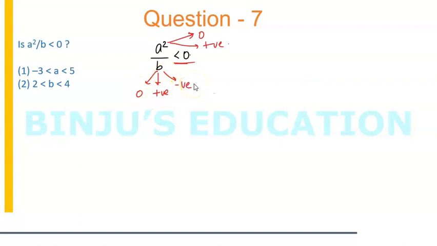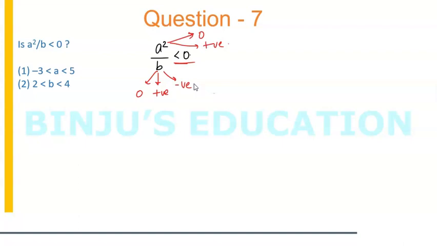Now I want the result to be negative, which means one of them has to be negative. Either it should be a square, which has to be negative, or it has to be b, which has to be negative. Because I want the result to be negative. Now a square can't be negative because a square can be 0 or positive.